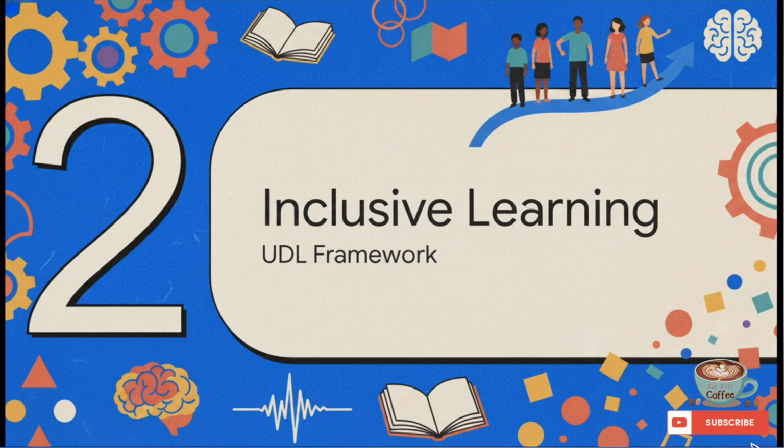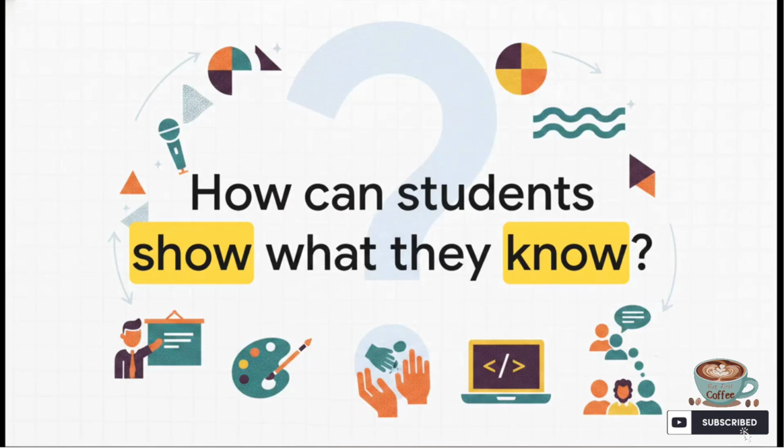Section 2, Designing Inclusive Learning, Universal Design for Learning. Let's see how this mindset builds directly into how we construct the actual course itself. We're moving from theory to design, using a fantastic framework called Universal Design for Learning, or UDL. I want you to really think about this question. How can students show what they know?